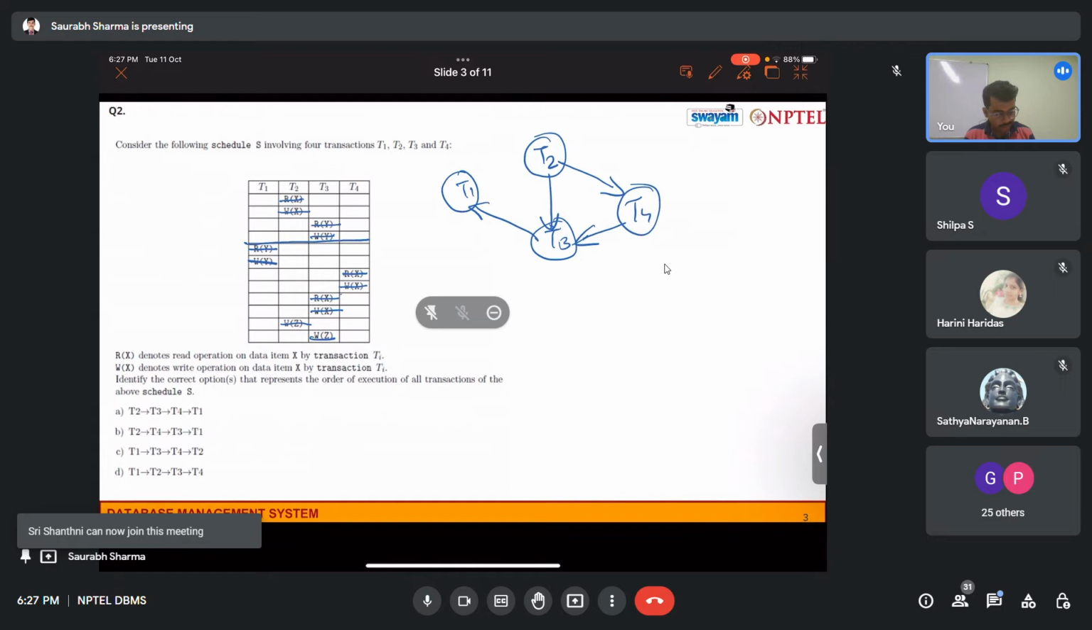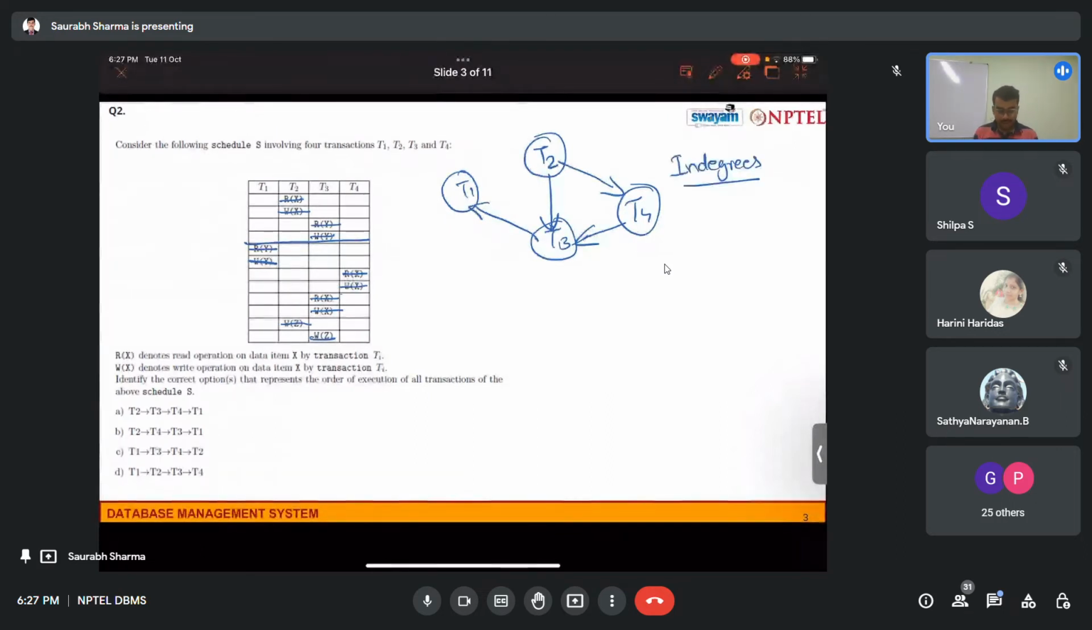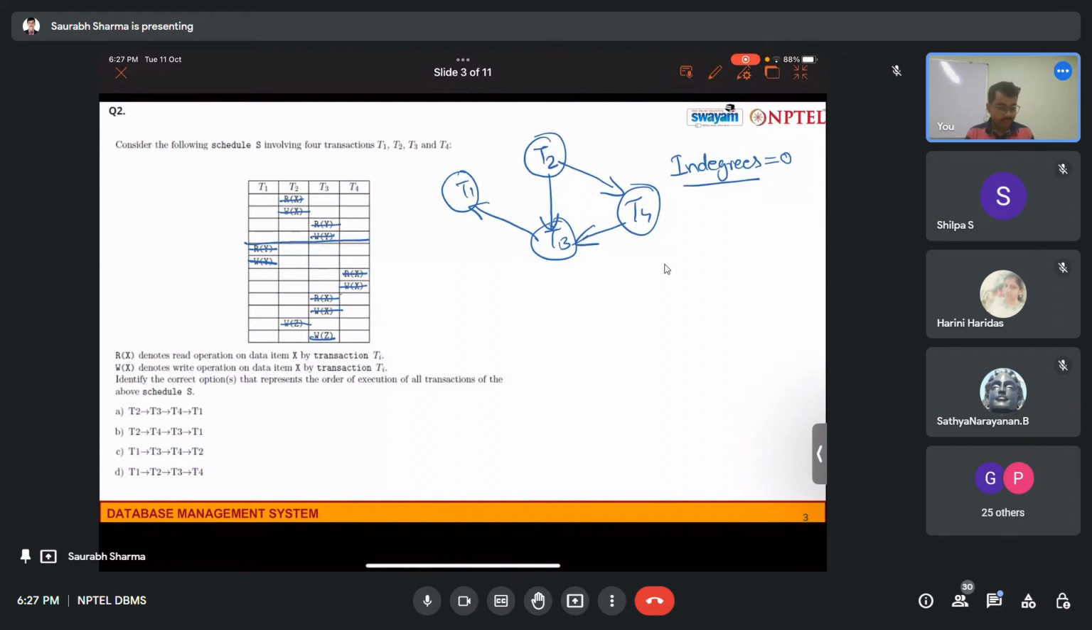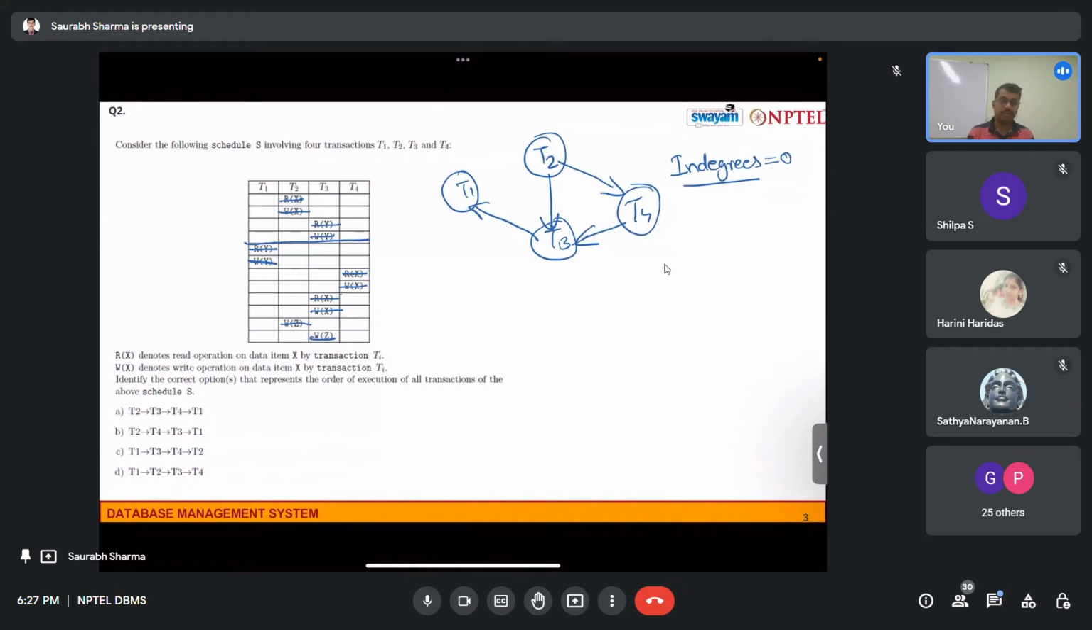If we start, there is no loop. Now what we have to do is see the in degrees. So we have to search for in degree. First, in degree should be 0. Based upon that, we have to create the sequence.